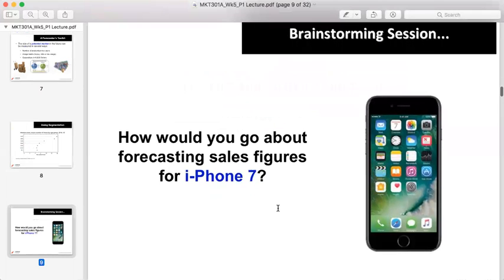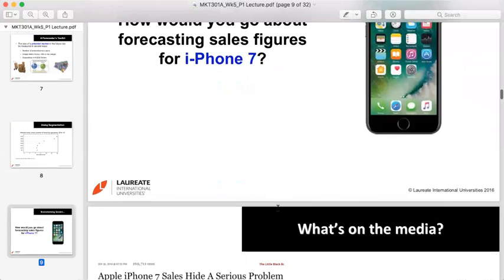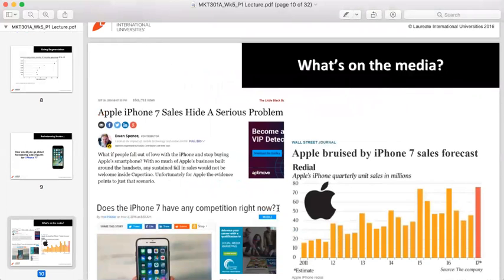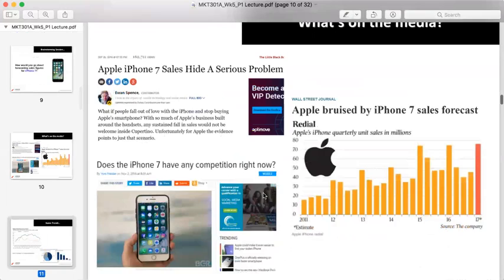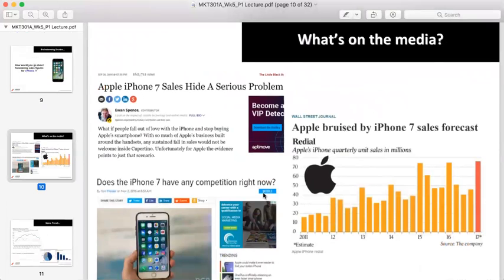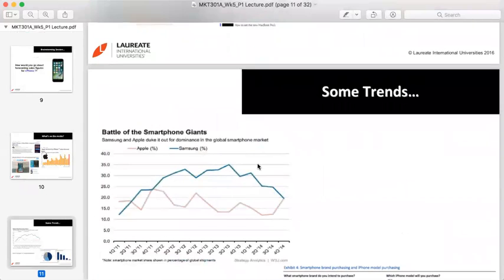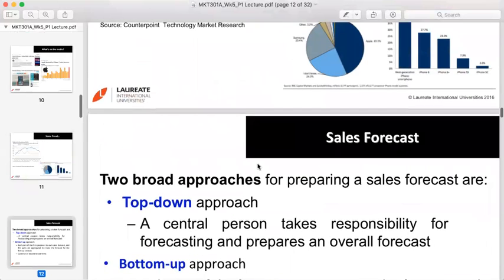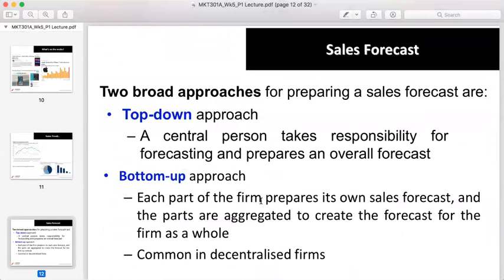Okay, and we can also do some brainstorming sessions to understand the market potential of a certain product category. And again, all the secondary information that we can get helps us understand the market potential, including the trends that we look at. Right, so that's basically understanding market potential.